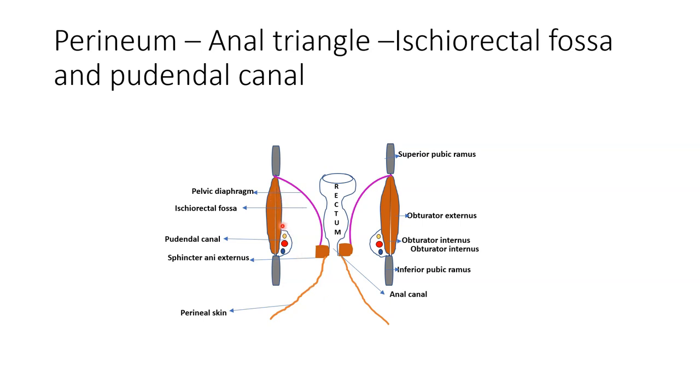And another feature which you are observing here is the obturator internus muscle, and in relation with the medial wall of the obturator internus, you are seeing the pudendal canal, which is formed by splitting of the fascia covering the obturator internus. The pudendal canal is also known as Alcock's canal, and the contents of the pudendal canal are the pudendal nerve, internal pudendal artery and vein, which you have seen when you were doing the dissection of the gluteal region.